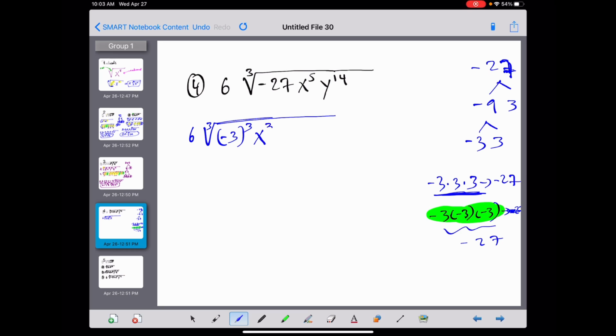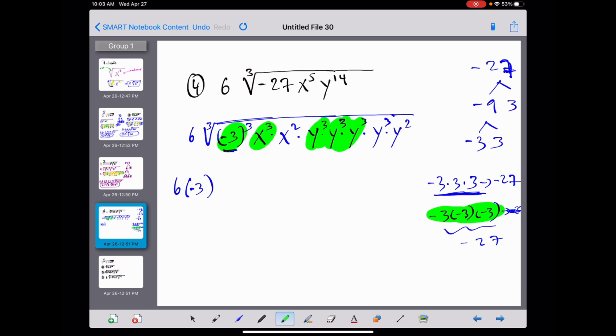So x to the 5th is x to the 3rd times x squared. And y to the 14th is y to the 3rd, y to the 3rd, y to the 3rd, y to the 3rd, and y squared. So 6 is already out. The negative 3 gets to go out. Let's highlight the ones that get to go out. And then how many y's? 1 x gets to go out, and then 4 y's get to go out. Whatever I didn't highlight are the ones stuck behind, which is x squared, y squared, okay?